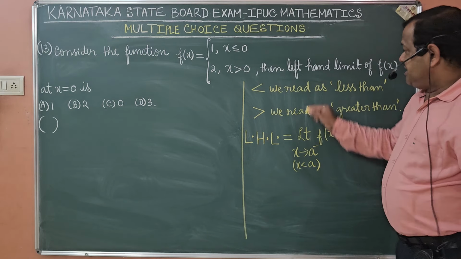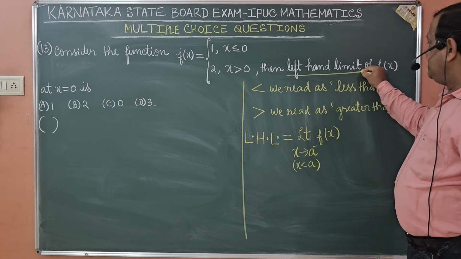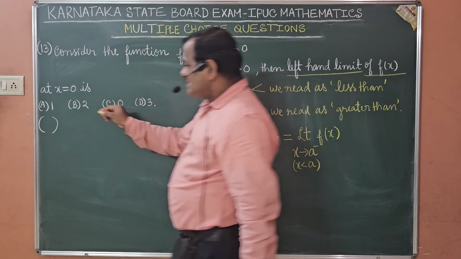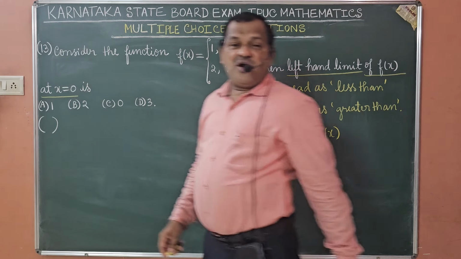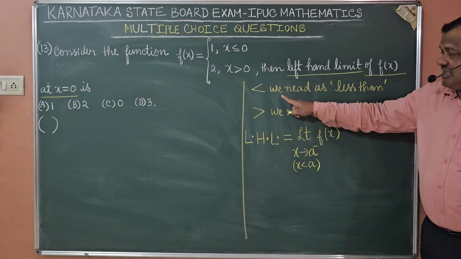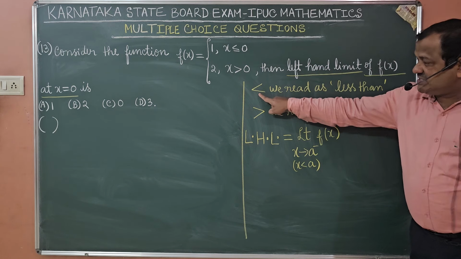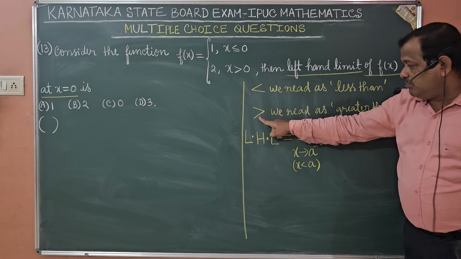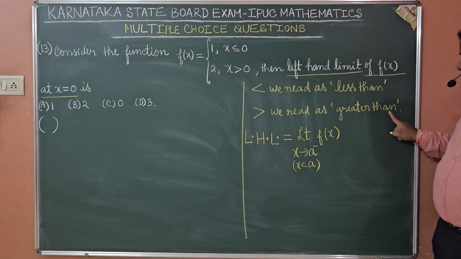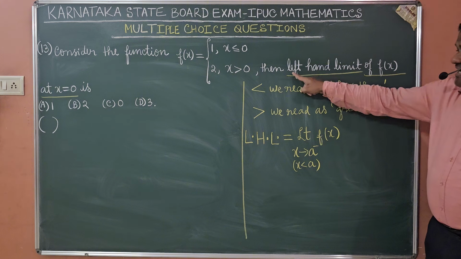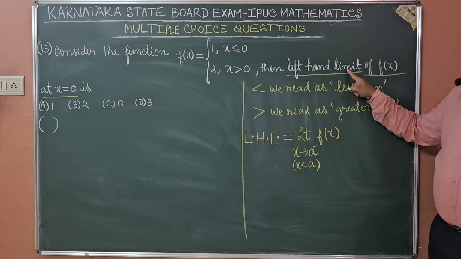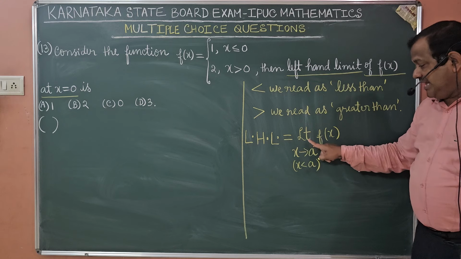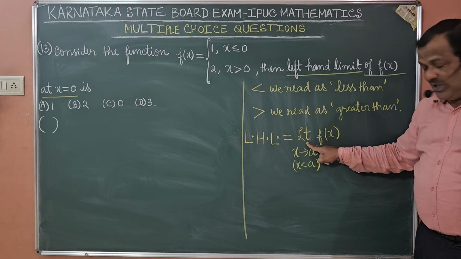Then the question is the left hand limit of f of x at x equal to 0. For your understanding, I have written something here. This symbol we read as less than, and this symbol we read as greater than. Now we need to find the left hand limit. The short form is LHL, which is equal to limit of, I have written capital L small t.